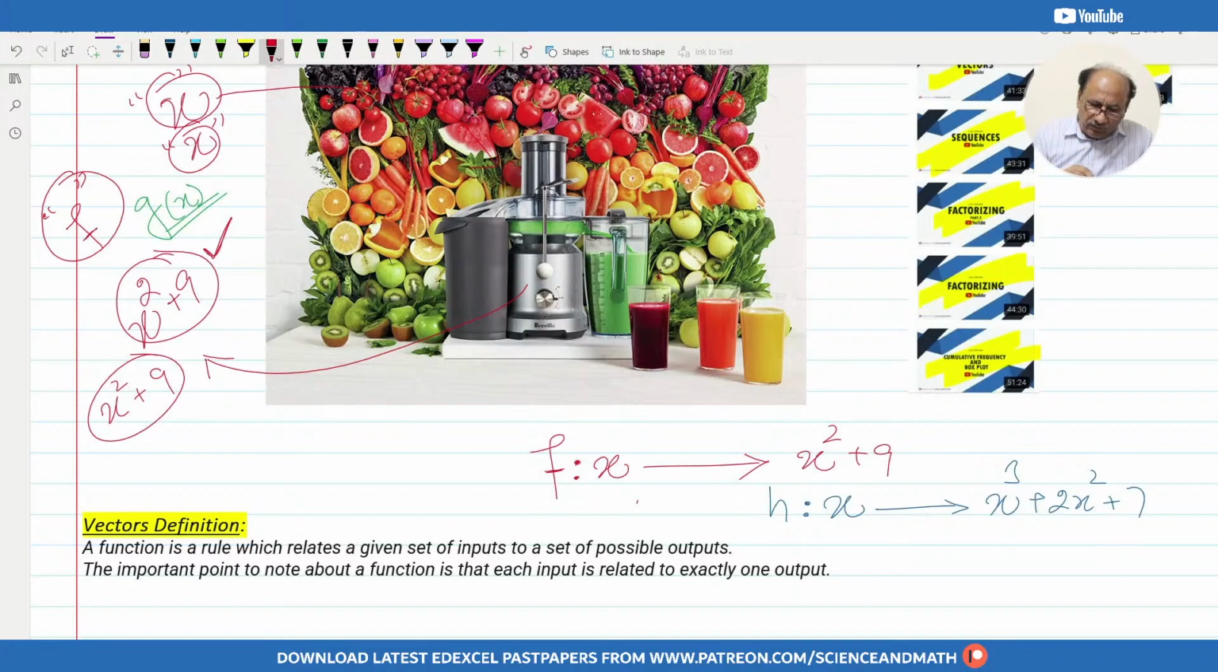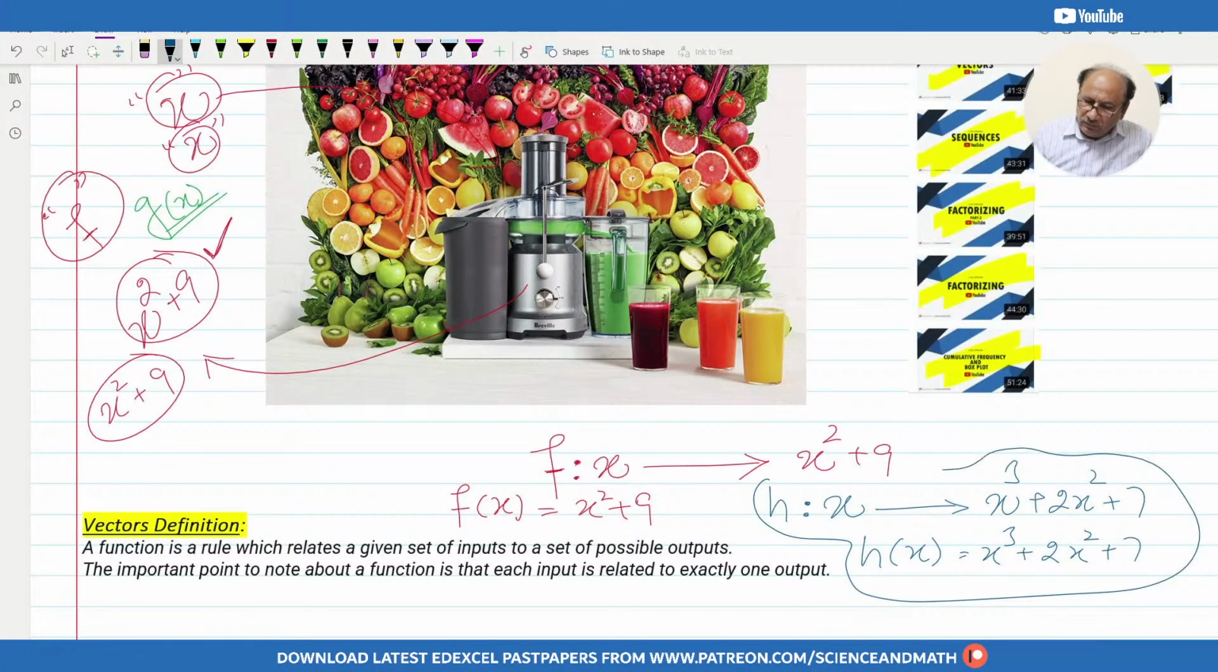So the same format which we have written here, f of x, we can write another way also. f of x is equal to x square plus 9, and in the h of x case we can write h of x is equal to x cubed plus 2x squared plus 7. So the way of writing or expressing these functions is the same, so we can write in any format. Hopefully you understood this.